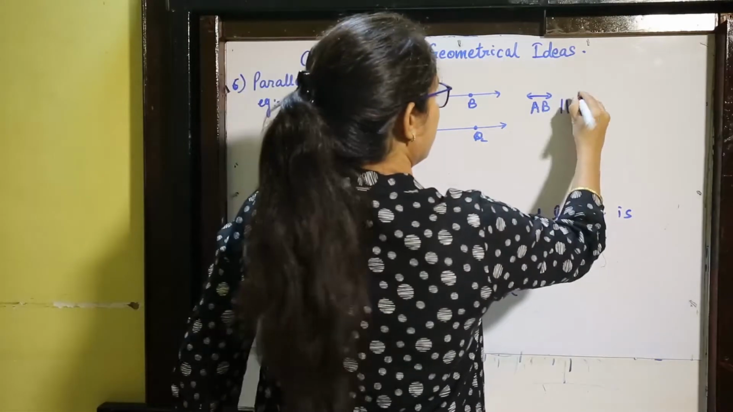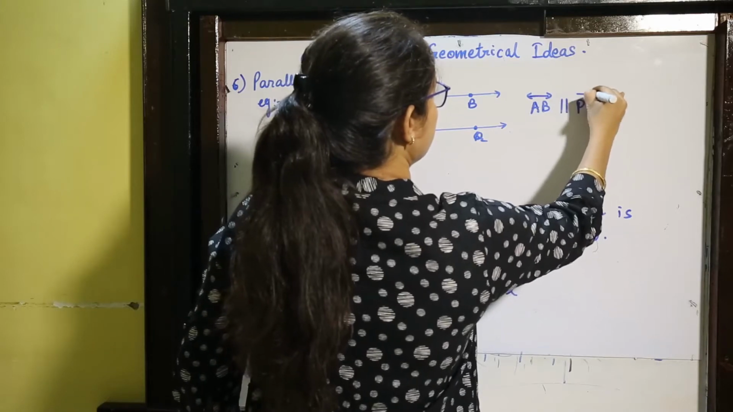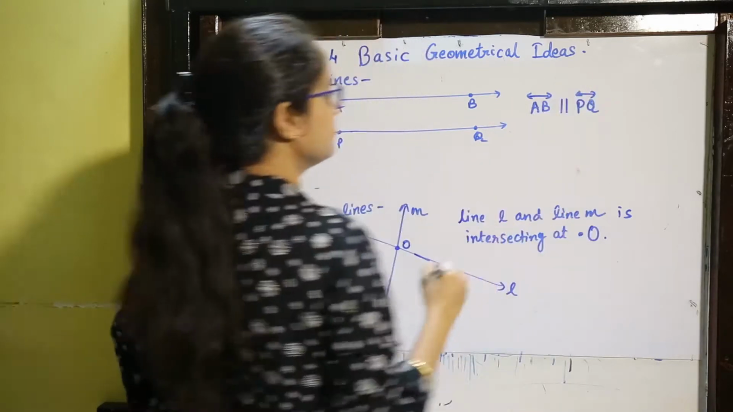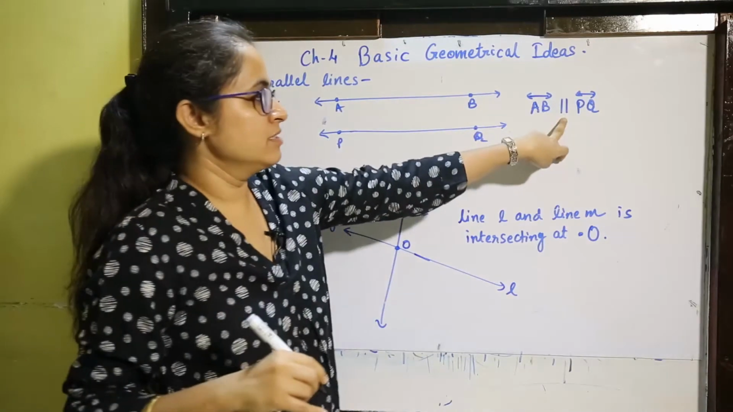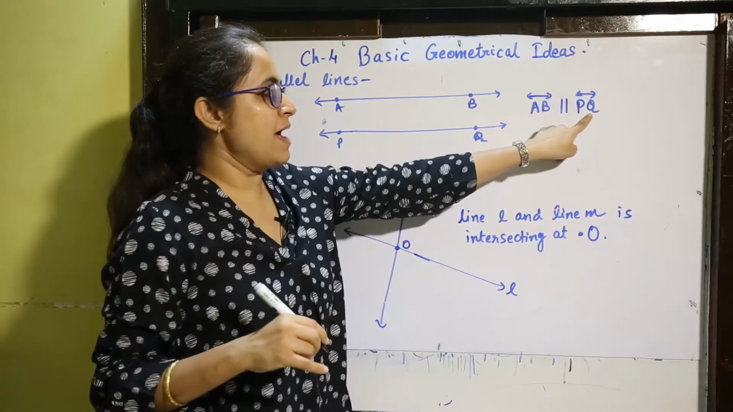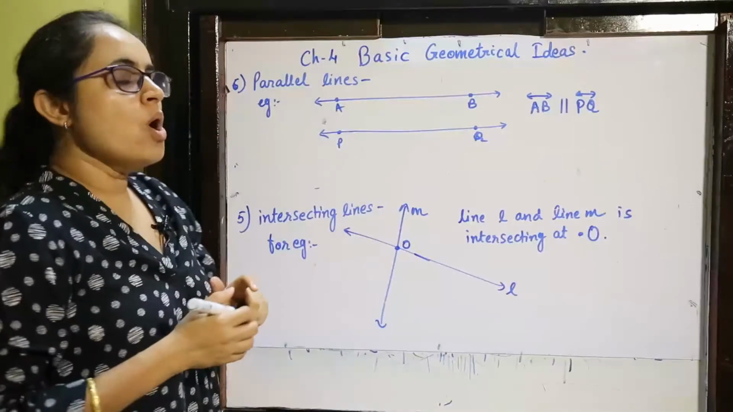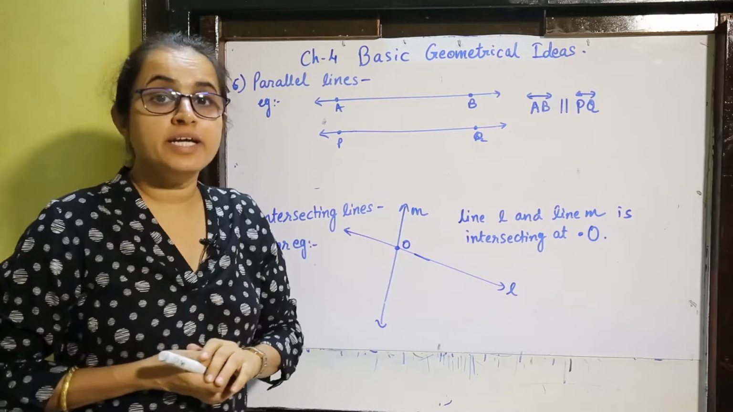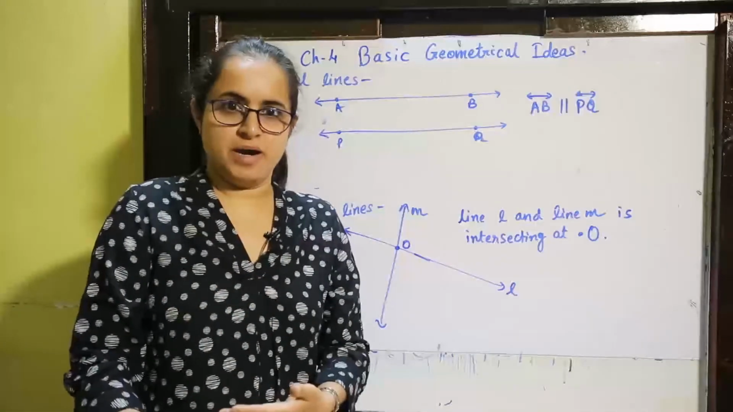Okay. Line AB is parallel to line PQ. This is the symbol of parallel lines. Line AB is parallel to line PQ. So these are all concepts which you need to know before we move on to the exercise part.